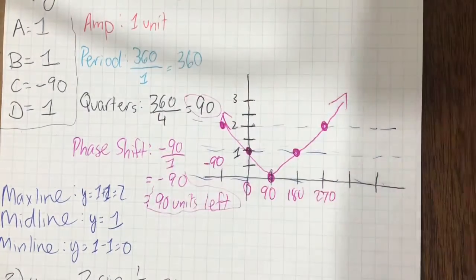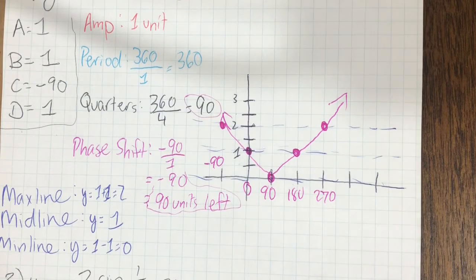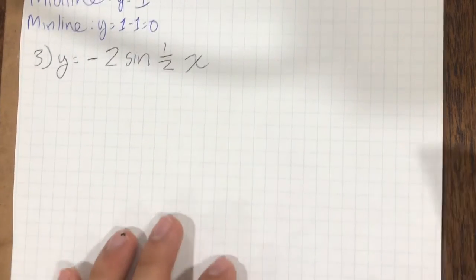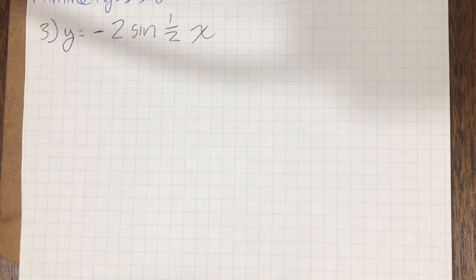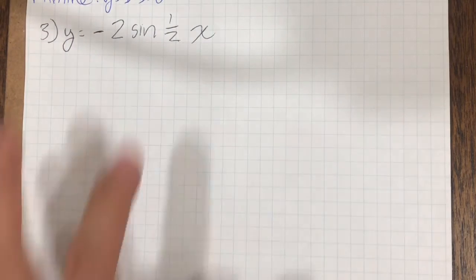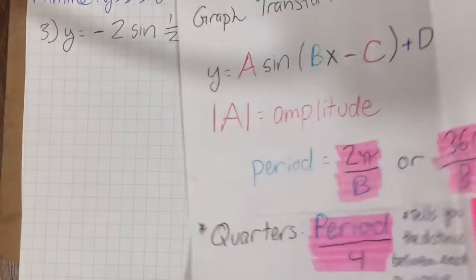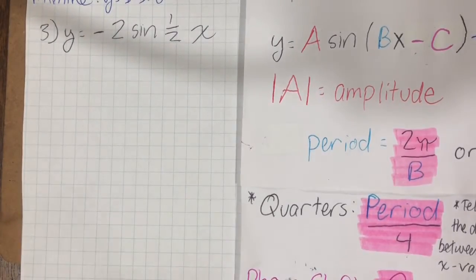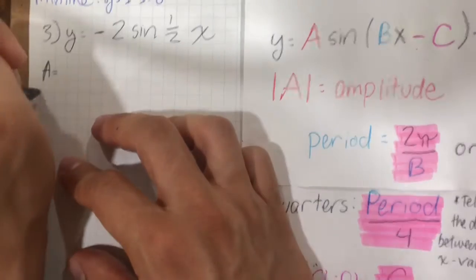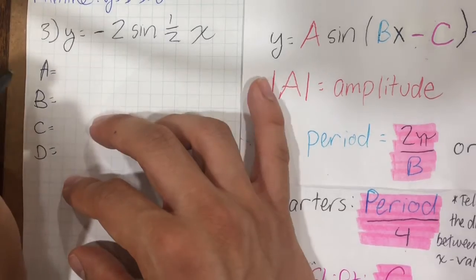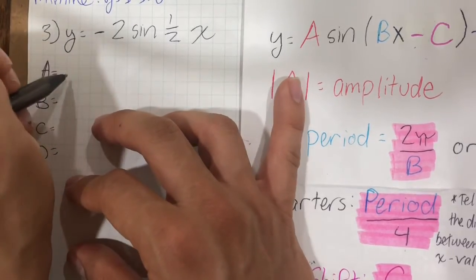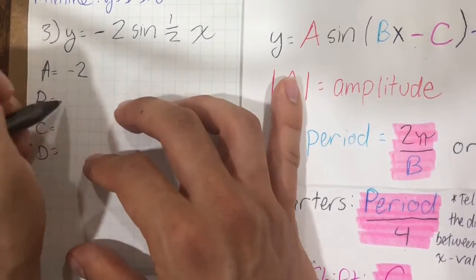All right, so let's take a look at number 3. For number 3, we have -2 times sine of 1/2 x. So we have -2 for the amplitude, and we have a 1/2 that represents B. All right, so let's go ahead and label all my numbers. So I have A, B, C, and D. Okay, so for A, I have -2 in the front. For B, I have 1/2.